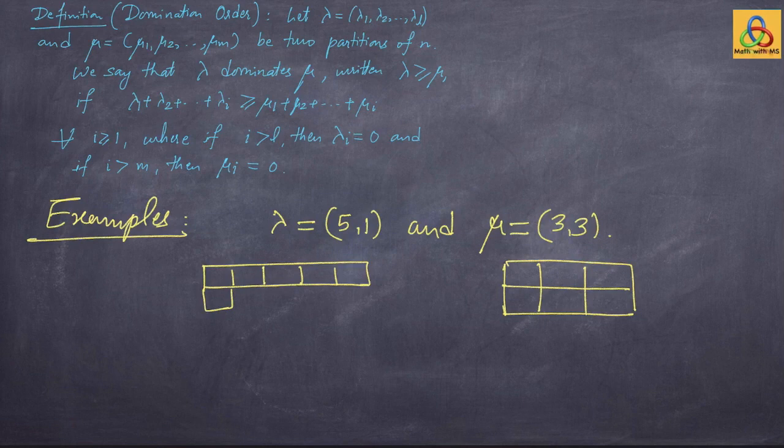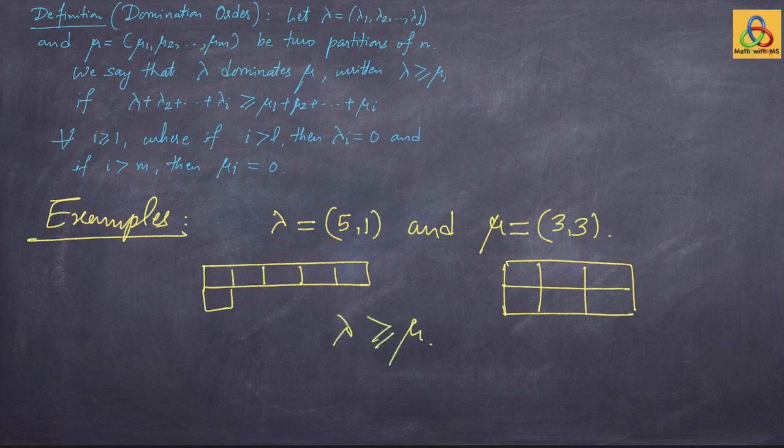Now the number of boxes in the first row of lambda is 5, and the number of boxes in the first row of mu is 3, so 5 is bigger than or equal to 3. The number of boxes in the first two rows of lambda is 6, and the number of boxes in the first two rows of mu is of course 6. This implies that lambda is bigger than or equal to mu.